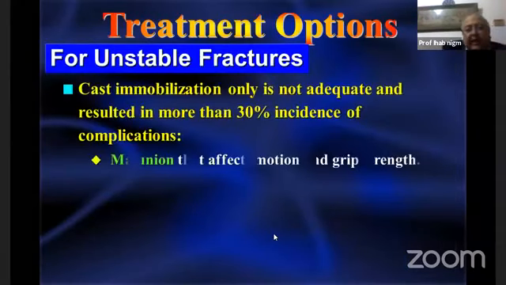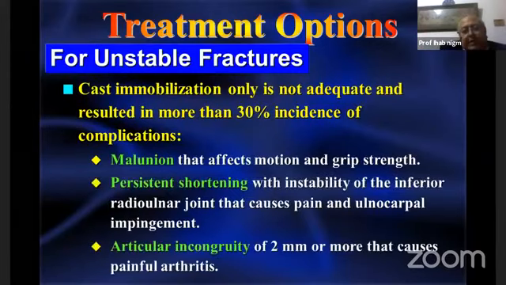For unstable fractures, cast immobilization only is not adequate and resulted in more than 30% incidence of complications, like malunion that affects motion and grip strength, persistent shortening with instability of the inferior ulnar joint that causes pain and ulnocarpal impingement, and articular incongruity of 2 millimeters or more that causes painful arthritis.